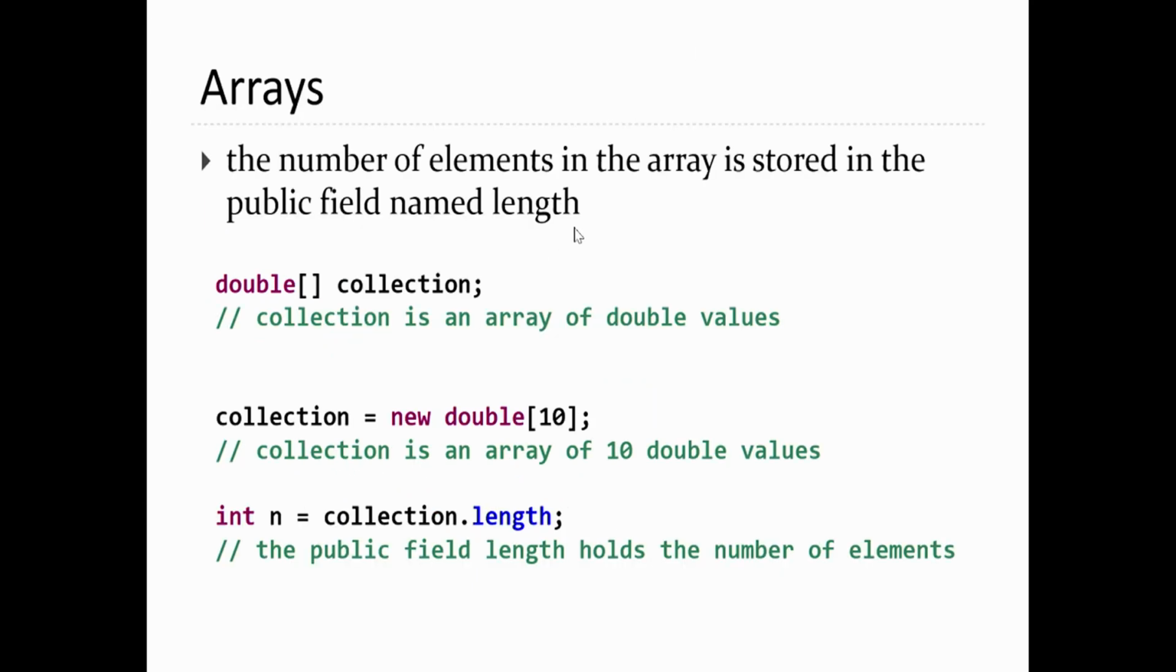All right, the number of elements in the array is stored in what's called a public field called length. When I make this array here, I know that it's an array of size 10. To get that number later on, you just use the array name.length, and that will give you the number of elements, or the length of the array.